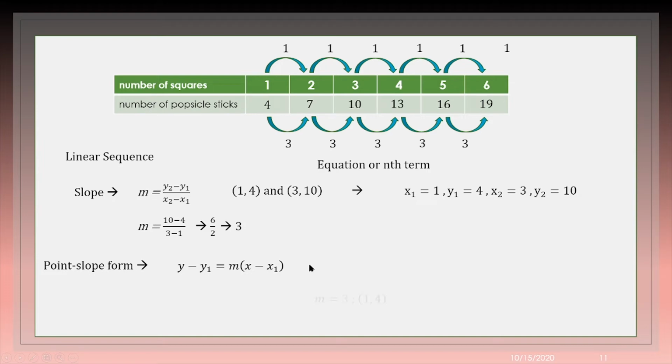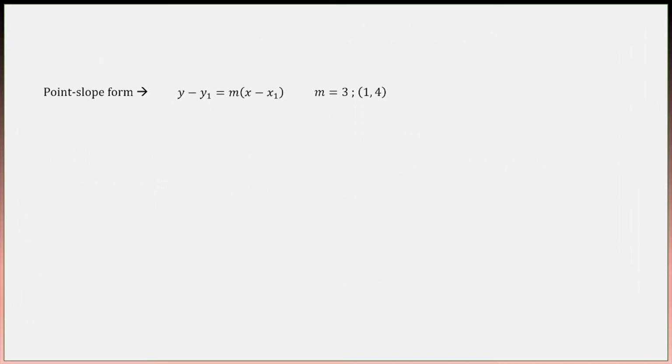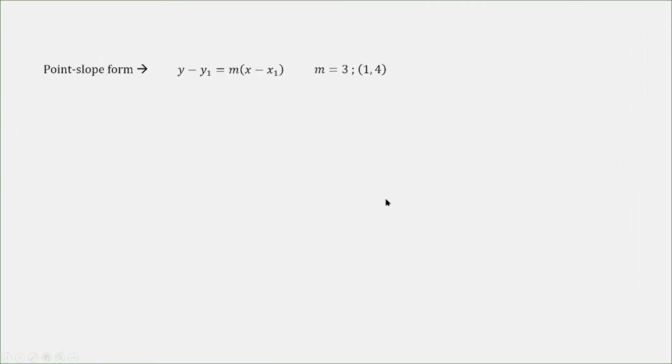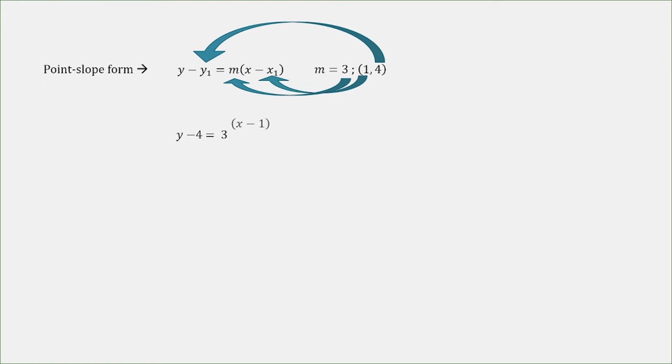Okay? So, now, pili kayo ng isang point. Alin man dyan sa 6 na yan. Okay? And the slope is 3. So, ang pinili natin dito is (1, 4). So, now, pwede na natin siyang i-substitute. Okay? So, bring down lang muna natin yung y. Then, what is y sub 1? The value of y sub 1 is 4. Then, the value of m is 3. Then, the value of x sub 1 is 1.